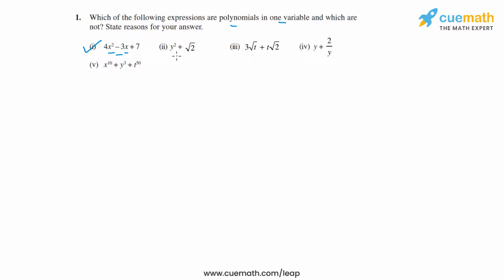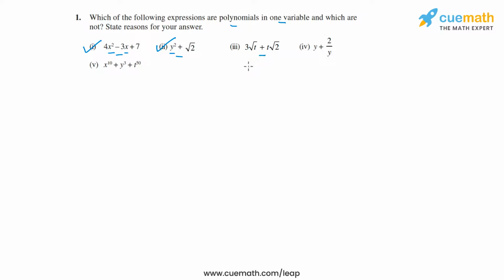Now the expression in option 2 is also a polynomial because the variable is y and the power of the variable is an integer, it is 2. Also it is a polynomial in one variable because it just has y. So option 2 is also correct.